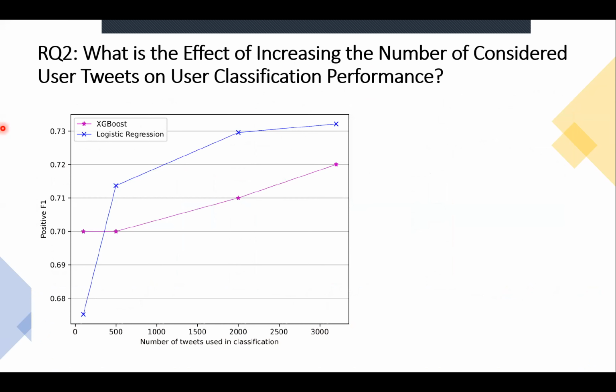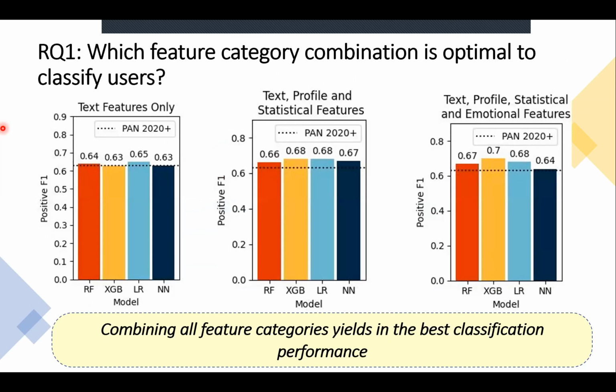The second research question that we want to answer is: what is the effect of increasing the number of considered user tweets on the classification performance? As I said, in my previous experiment I used only 100 recent tweets, which is the default used in the shared task at PAN. We did the same, but we wanted to explore the effect of increasing the number of tweets. So I selected the best 2 models, the XGBoost model and the logistic regression model.